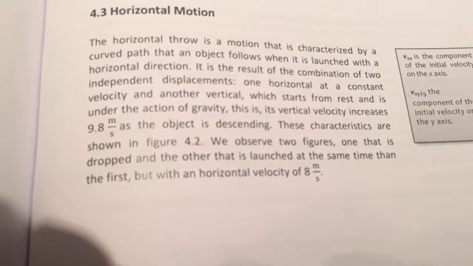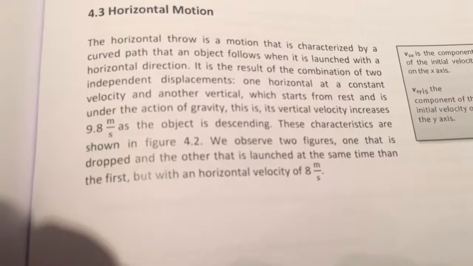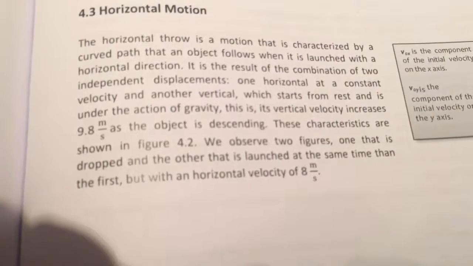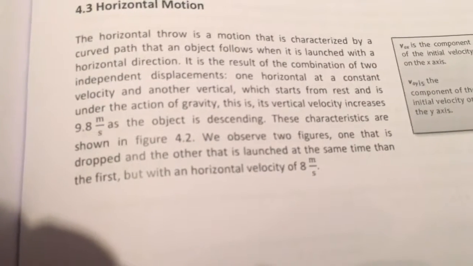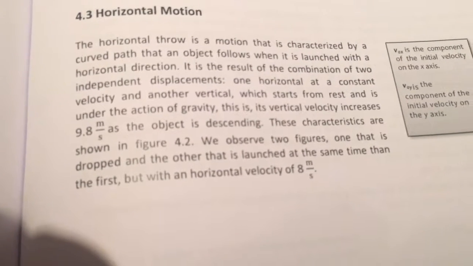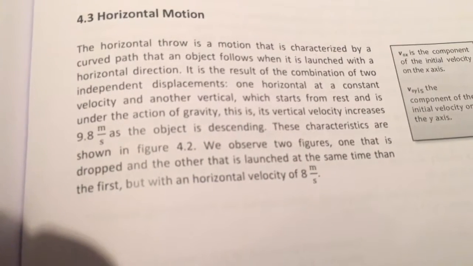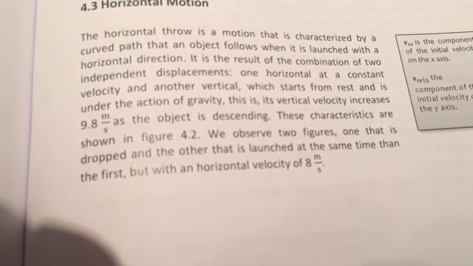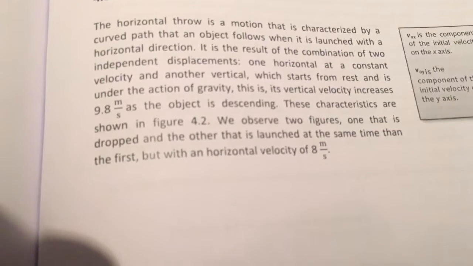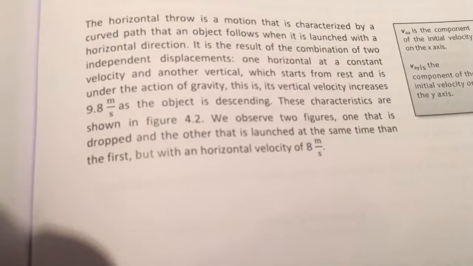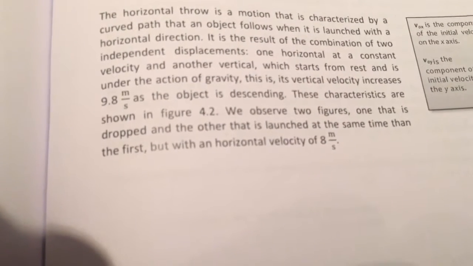Horizontal motion. The horizontal throw is a motion that is characterized by a curved path that an object follows when it is launched in a horizontal direction. It is the result of the combination of 2 independent displacements, one horizontal at a constant velocity, and the other one vertical, which starts from rest and is under the action of gravity. This is, its vertical velocity increases 9 meters per second as the object is descending.